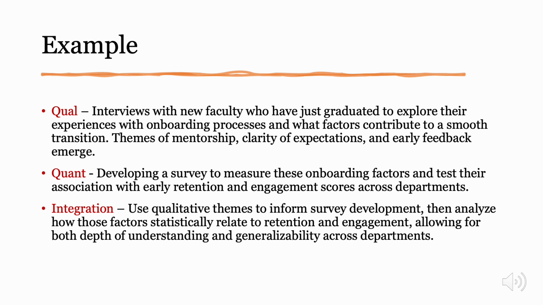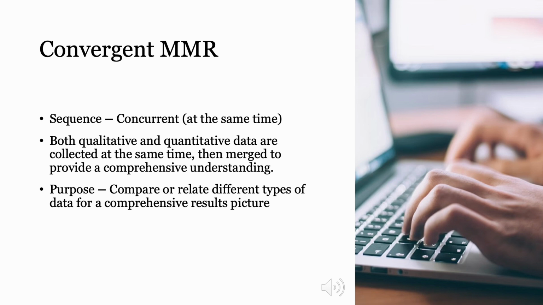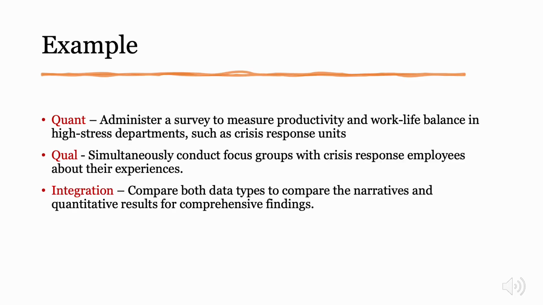The third mixed methods design is convergent. Here, you collect quantitative and qualitative data at the same time. The goal is to compare and combine both types of data to get a comprehensive picture of the issue. This design is ideal when you want to examine relationships and also capture lived experiences.